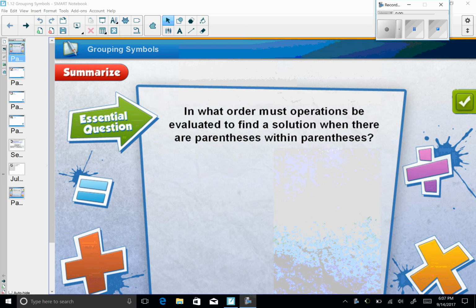Lesson 1.12, Grouping Symbols. In today's lesson, in what order must operations be evaluated to find a solution when there are parentheses within parentheses? So again, today we're going to use our order of operations to assist us when it comes to evaluating, finding the value, or solving a numerical expression. Let's go ahead and get started.